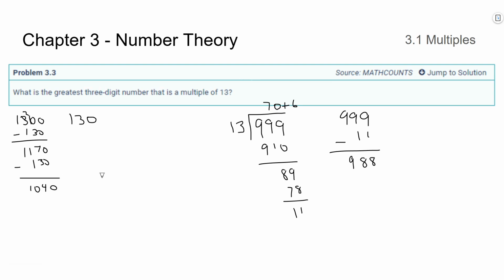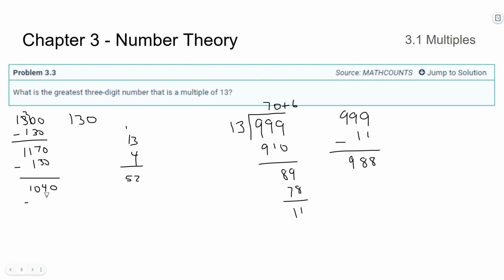Probably don't want to subtract 130 because that would be too much. Now I can just try subtracting 13s. How many 13s? Well, we know 2 13s would be 26. 3 13s would be 39. Ooh, that would be real close, right? So let's do 4 13s. What would 4 13s be? So 13 times 4 would be 52.